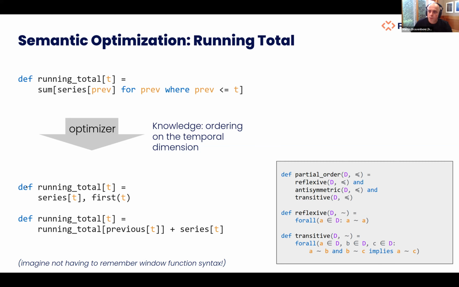So for the first element in the series, it is the initial value. And then after that, you just keep summing up the previous value. So this is our form of a window function. This inefficiency can automatically be compiled into this, assuming that we have knowledge about the ordering of the temporal domain that we're dealing with. And that knowledge can then be declared with these things that are also in our library. You can specify that something is transitive, a partial order, and so on.